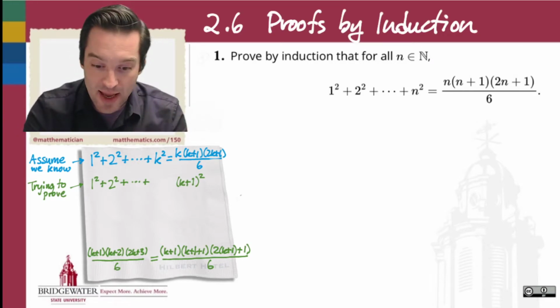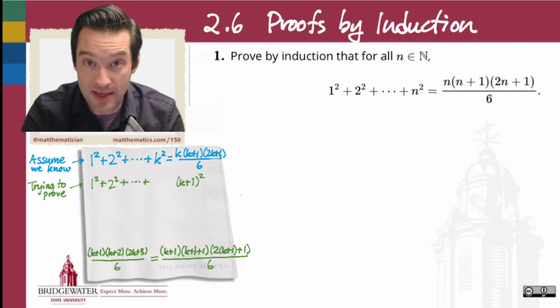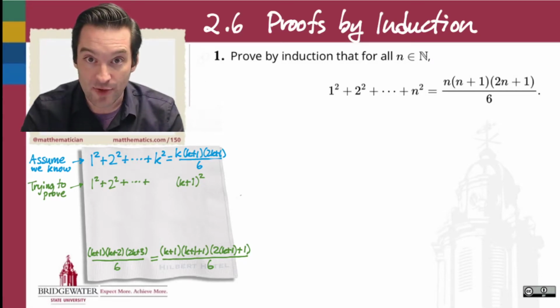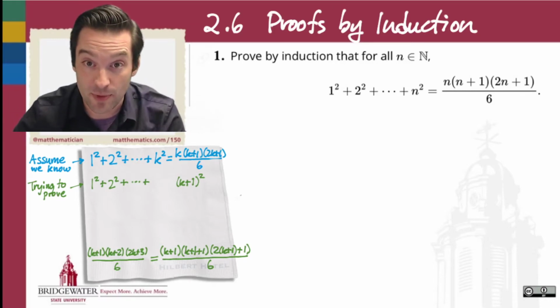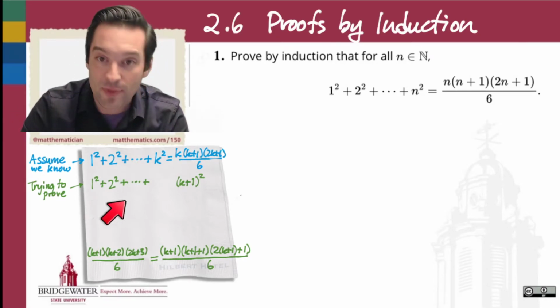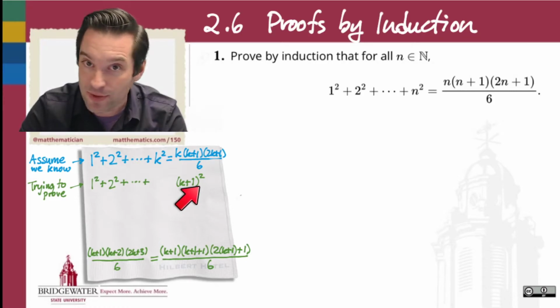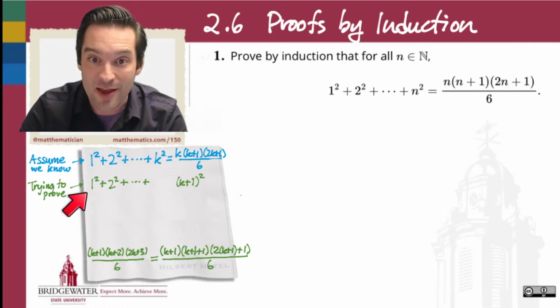So just as with the previous example, the key to an inductive proof is discovering the inductive hypothesis from within the inductive case we're trying to prove. Here we're summing up the first k plus 1 perfect squares. But we cannot sum the first k plus 1 perfect squares unless we have first summed up the first k perfect squares.